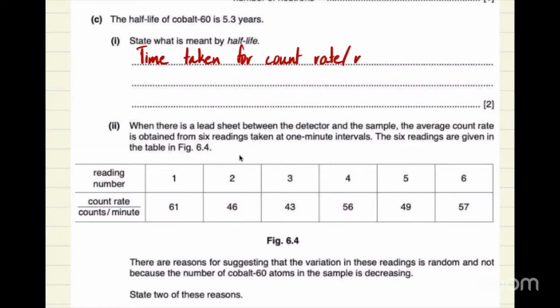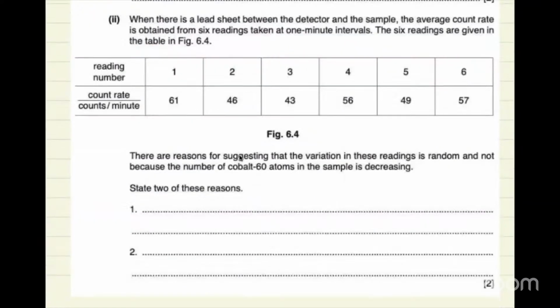Part 2. When there is a lead sheet between the detector and the sample, the average count rate is obtained from 6 readings taken at 1 minute intervals. The 6 readings are given in the table in 6.4. There are reasons for suggesting that the variation in these readings is random and not because the number of cobalt-60 atoms is decreasing. So they're saying that the variation, so first it goes down, then it goes down, then it goes up, then it goes down, then it goes up, is because of the randomness and not because the number of cobalt-60 atoms is decreasing, right?